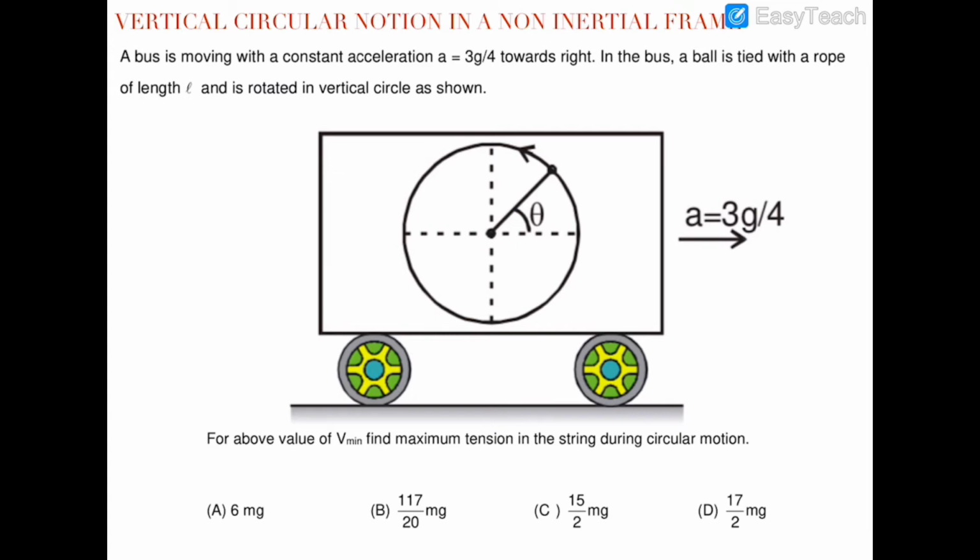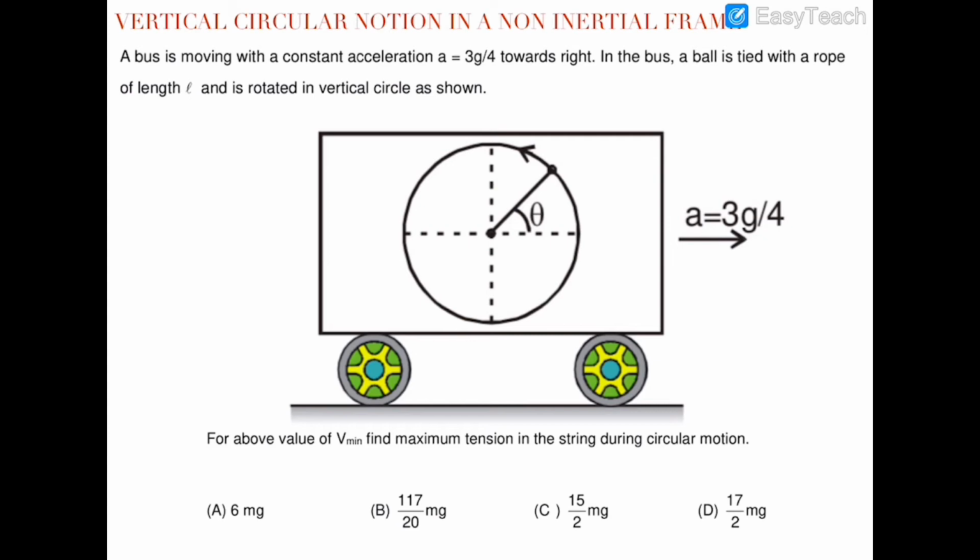So there is a cart, as you can see, which is accelerating with an acceleration of 3g upon 4, and there is a vertical circular motion going on inside the cart, and we have to find out the minimum velocity and the maximum tension. In fact, we have to find out the maximum tension in the string in the first question.